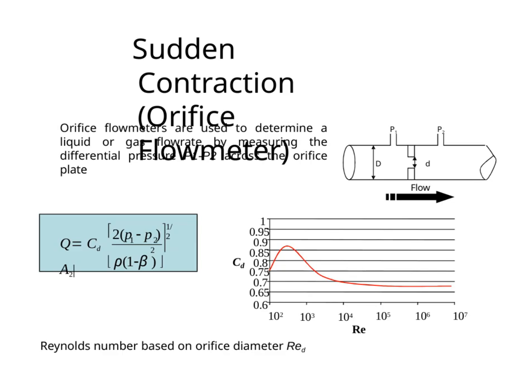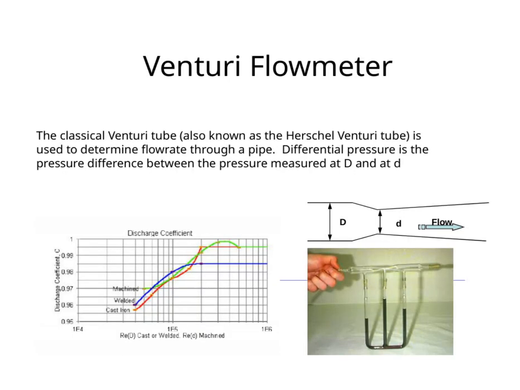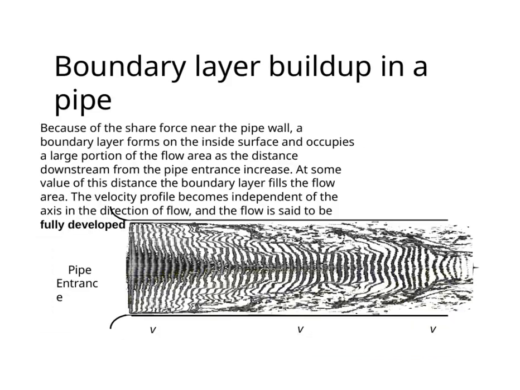Let's talk about the Venturi tube, a classic tool for measuring flow rate through a pipe. It's also called the Herschel-Venturi tube. The key idea here is differential pressure. That's the difference in pressure between 2 points, labeled D and D on the tube. By measuring this pressure difference, we can accurately determine how much fluid is flowing. It's a simple concept, but incredibly powerful in fluid dynamics and engineering.